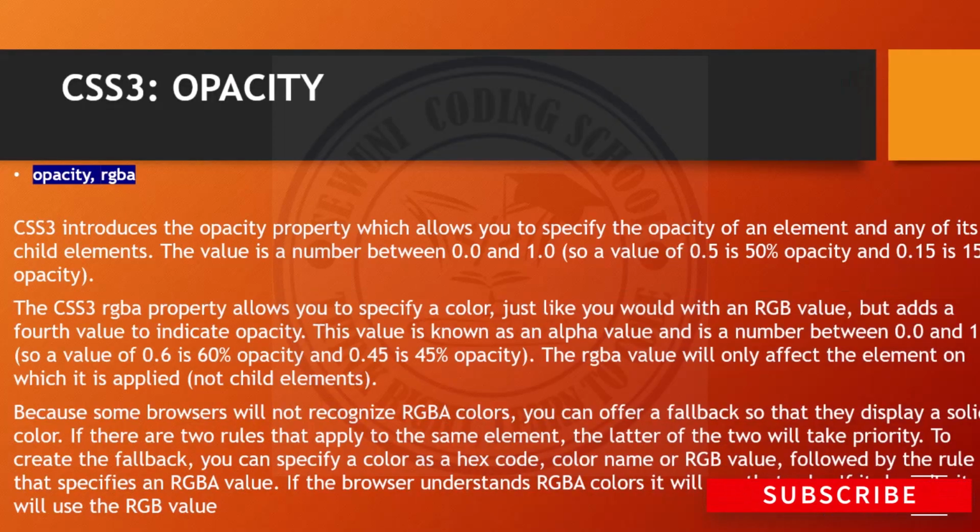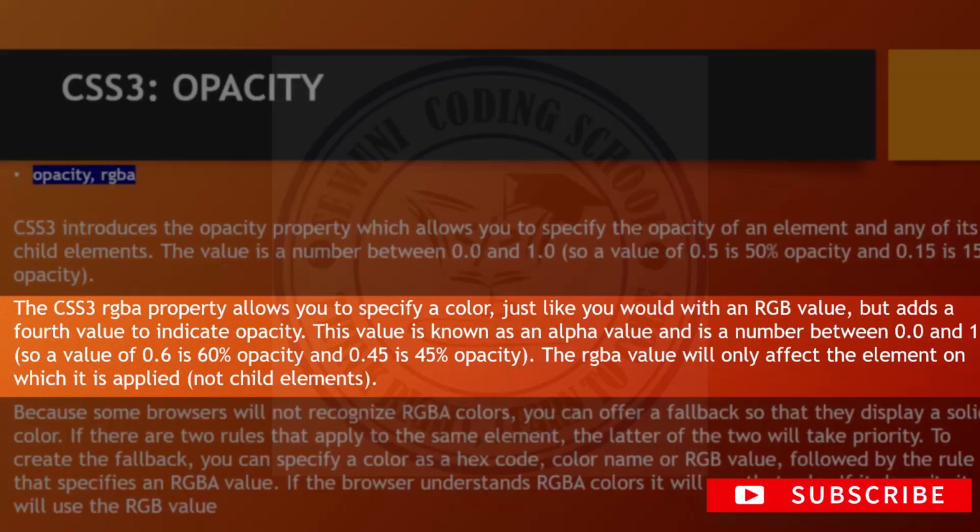Now the RGBA property allows you to specify a color just like you would do in the RGB, but now it adds a fourth value to indicate opacity. This is known as the alpha, like I said. So RGBA stands for red, green, blue, and alpha, and the alpha represents the opacity between 0.0 and 1.0. The RGBA value will only affect the element on which it is applied. It doesn't apply to child elements.